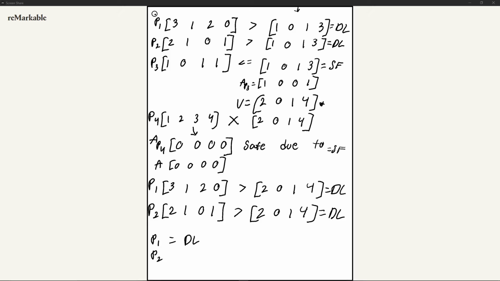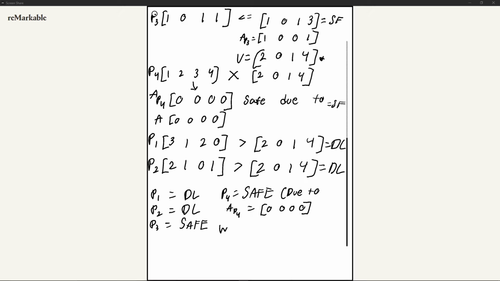P2 is deadlocked, P3 is safe, P4 is safe due to A sub P4 equaling 0, 0, 0, 0. And now, last but certainly not least, our W.